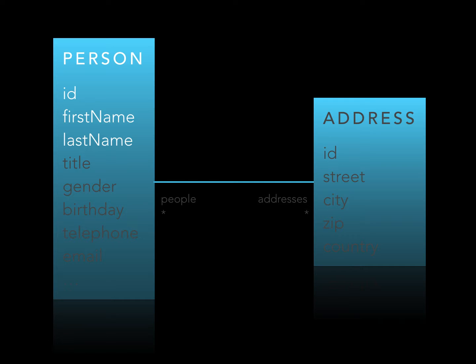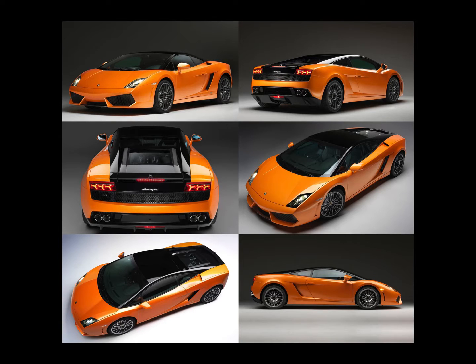And finally, there are cases when you want to combine existing properties into something new. For example, combining first name and last name into full name, or you might need to add completely new properties such as nationality. So if we think of the data model as a sports car, then the previous examples would be analogous to different views of that car.